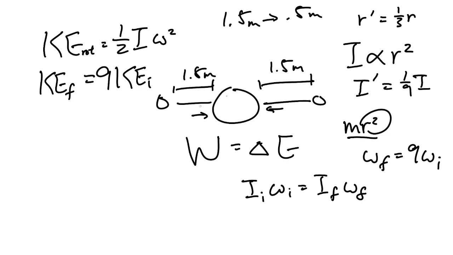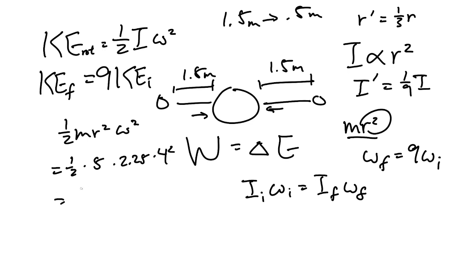So our original kinetic energy for one of these point masses is going to be 1 over 2 times m r squared times omega squared, right? And so that's going to give us 1 over 2 times 5 times, I believe, 2.25, 1.5 squared, times 4 squared? That's going to give us, I believe, 90 something, right? I forgot units. So that's our original kinetic energy. We know that our final kinetic energy is going to be 9 times 90, so our final kinetic energy is going to be 810.